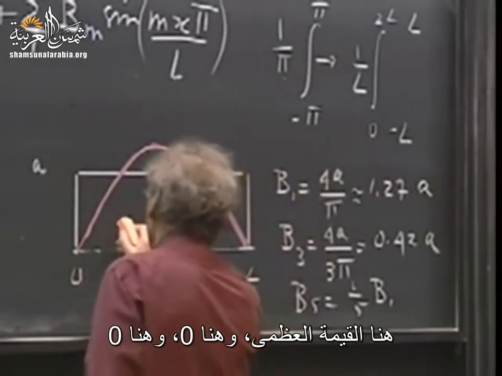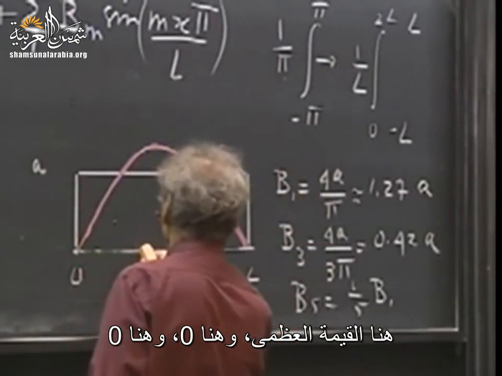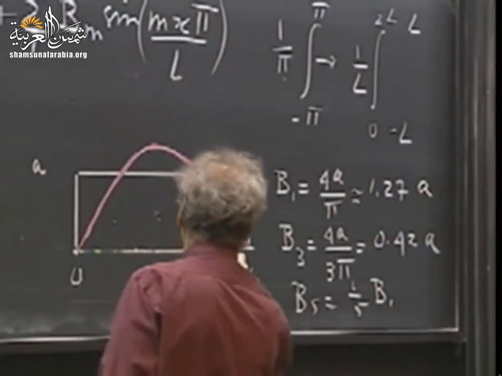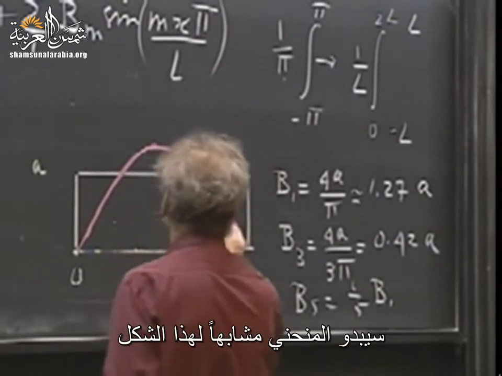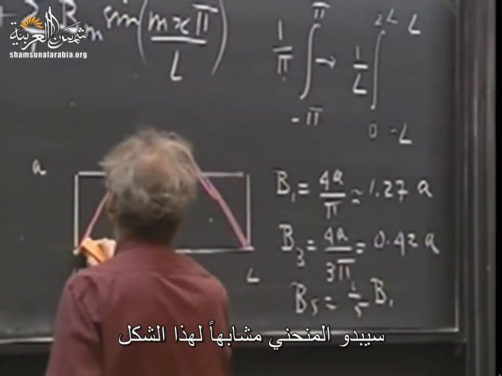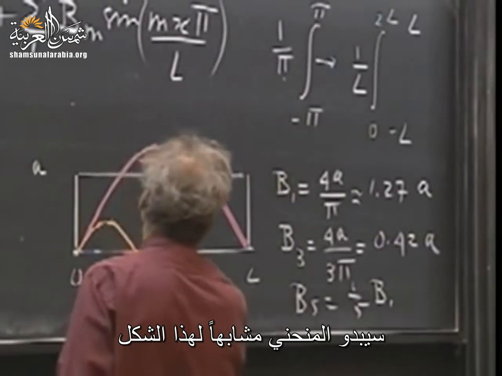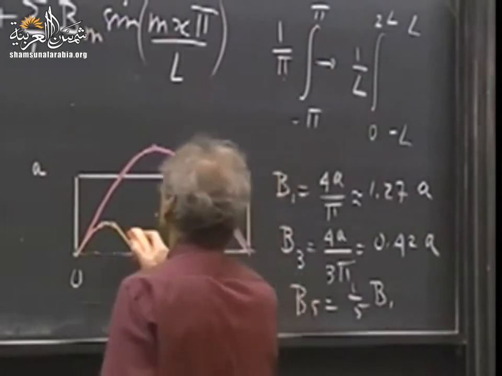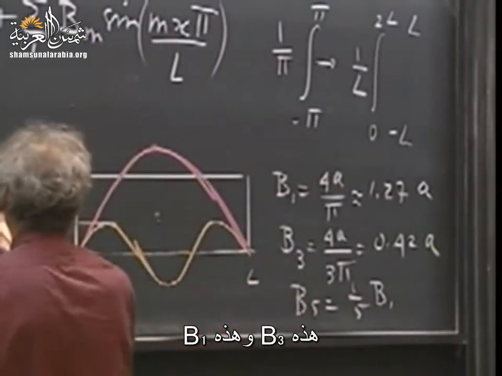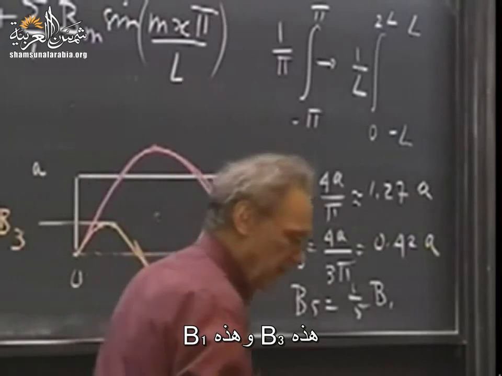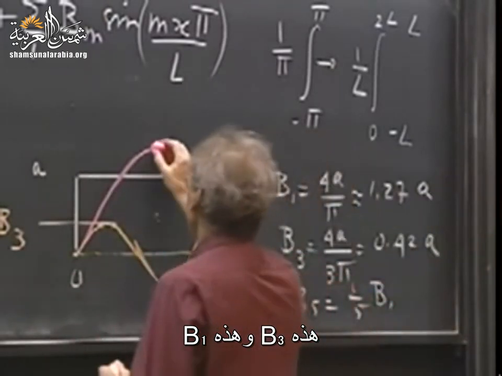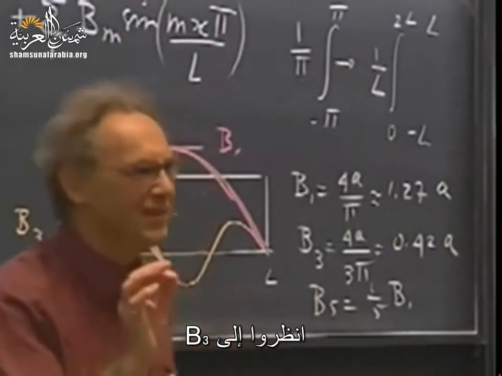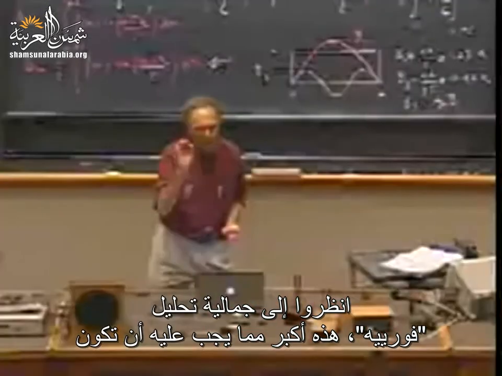And so here we have the maximum, and then we have a 0 here, we have a 0 here, and so we have here, and then we go through this point. So the curve is something like this. So this now is B3, and this is B1. Now look at B3. Look at the beauty of Fourier analysis.